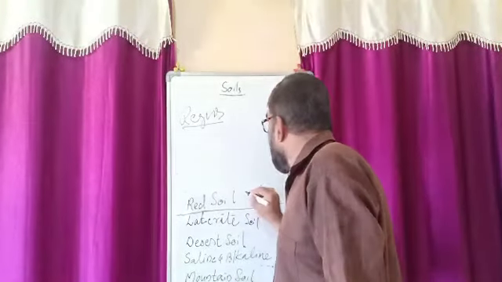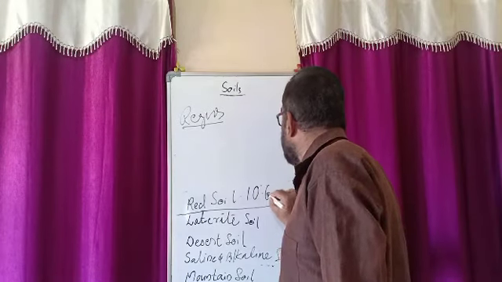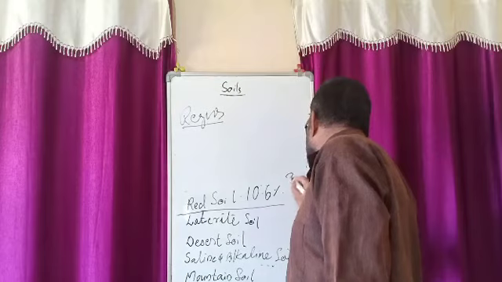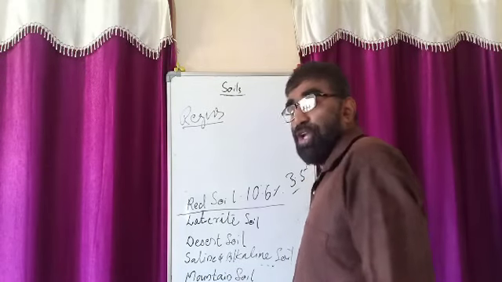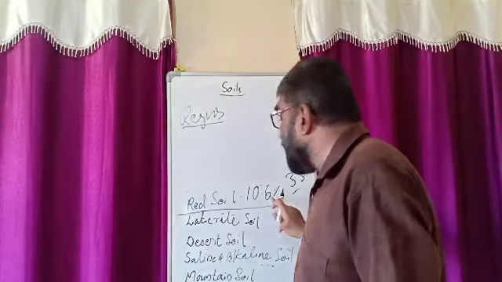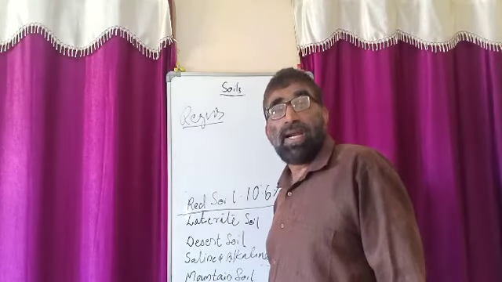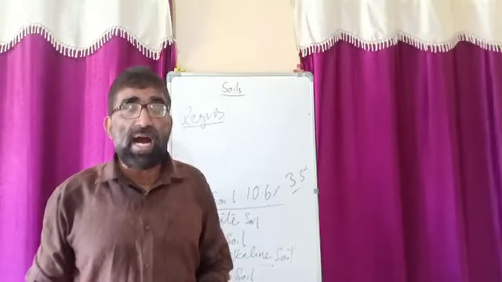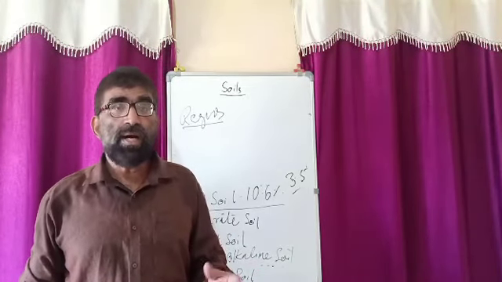Red soil occupies about 10.6% of the total geographical area, that is about 3.5 lakh square kilometers. So this much geographical area is occupied by red soil. And red soil is rich in iron, alumina and potash.